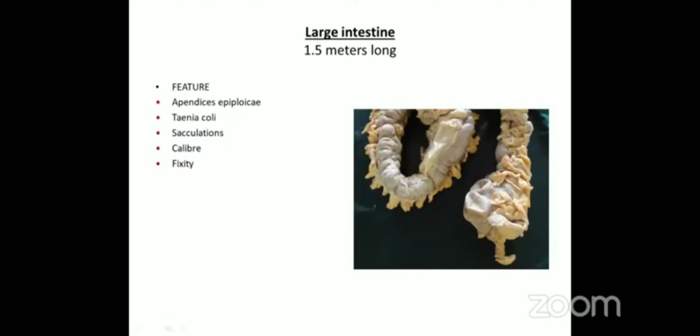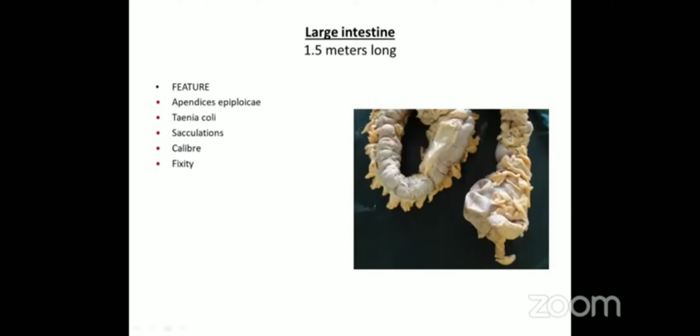Then you can see the band over here. This is called taenia coli. This is the band of the muscle coat of this large intestine. There are three locations at which these taeniae coli are present.